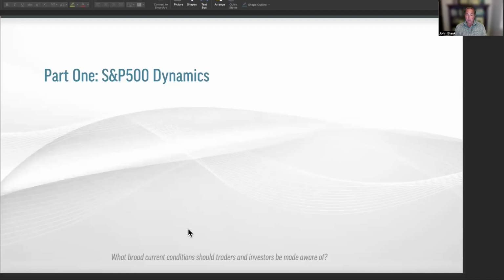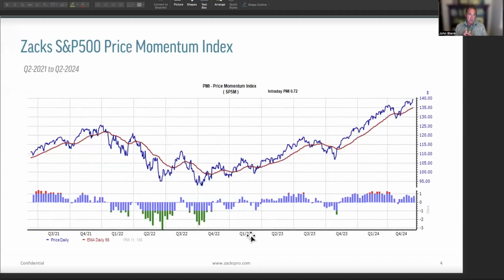Okay, so number one, like I said, I want to get through the S&P 500 dynamics at mid-year 2024. So let's start off with the Zacks S&P 500 Price Momentum Index. I'm looking at 2021 to 2024. So this is the post-COVID bull market that we have seen.